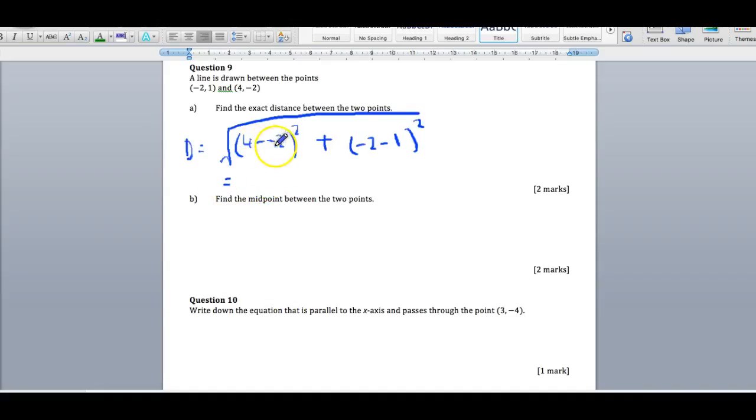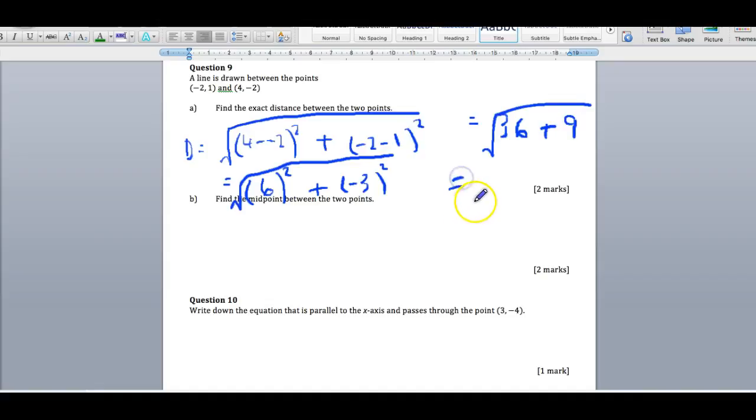All right, 4 minus -2 is 6. So we have 6 squared, and look at how I'm using brackets. And that's because this one here, we have (-3) squared. Now, hopefully you remember, 6 squared is 36. But when you square a negative number, you get a positive answer. And 36 plus 9 is 45.